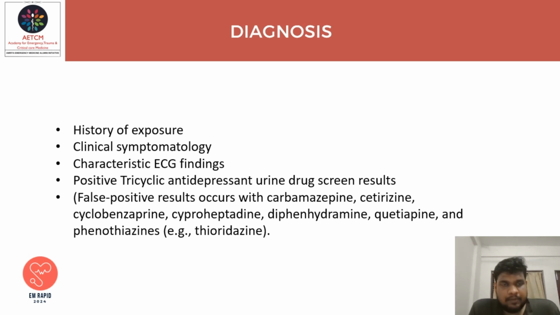Coming to diagnosis: history of exposure, clinical symptomatology, characteristic ECG findings, and a positive tricyclic antidepressant urine drug screen result. Sometimes false positive results can occur with carbamazepine, cetirizine, cyclobenzaprine, ciprofloxacin, diphenhydramine, quetiapine, and phenothiazine.